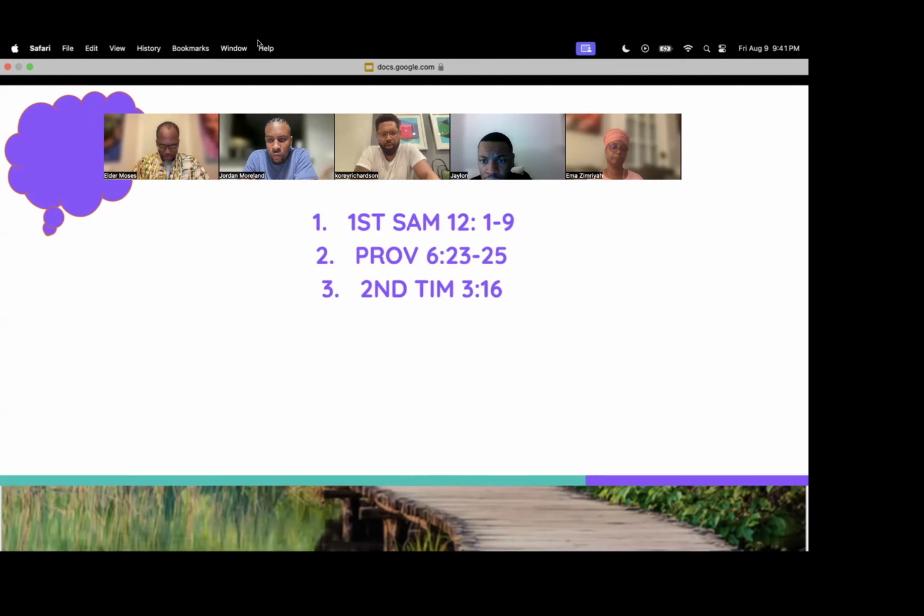And is profitable for doctrine, so you can learn good teachings. And for reproof, so you can be told that you're doing the wrong thing. And for correction, right? Like we all wrote papers and got red marks on it. We all learned how to drive and turned the wrong way and got a speeding ticket. Okay, that's correction. You can't be doing that. That's what the scriptures is for.